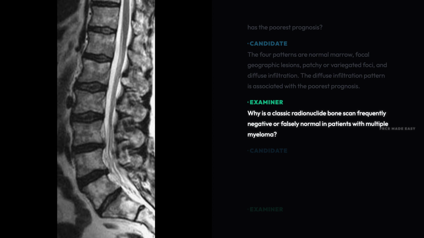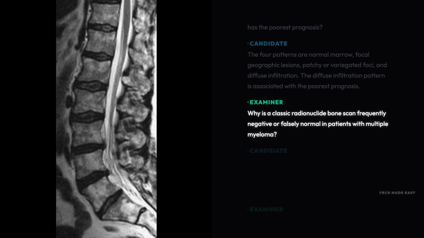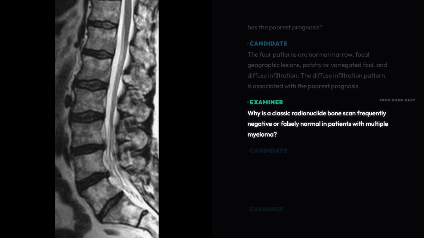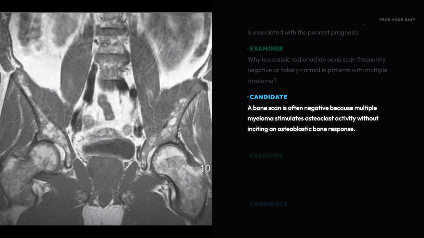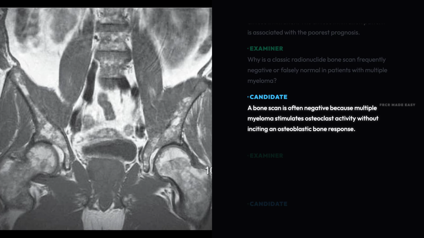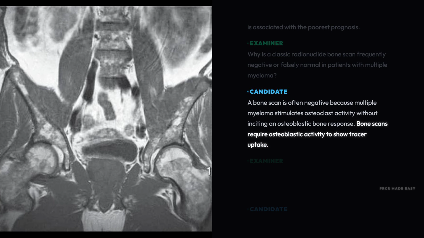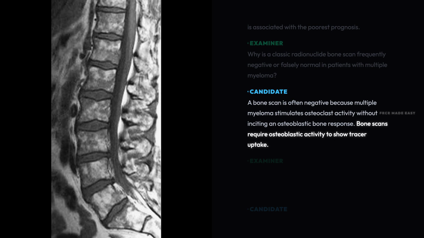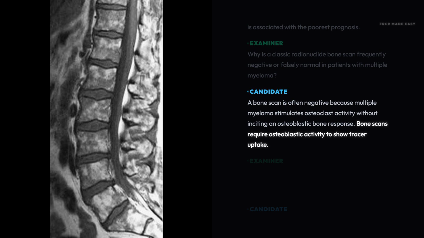Why is a classic radionuclide bone scan frequently negative or falsely normal in patients with multiple myeloma? A bone scan is often negative because multiple myeloma stimulates osteoclast activity without inciting an osteoblastic bone response. Bone scans require osteoblastic activity to show tracer uptake.